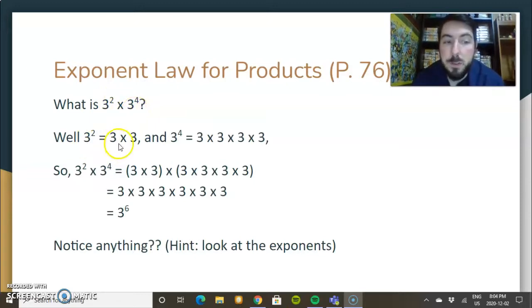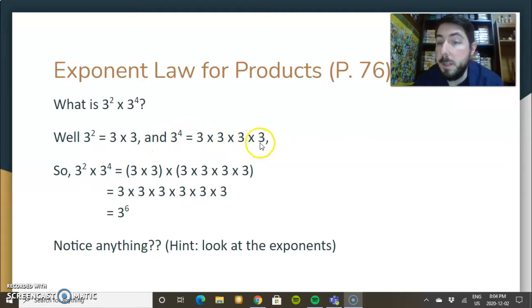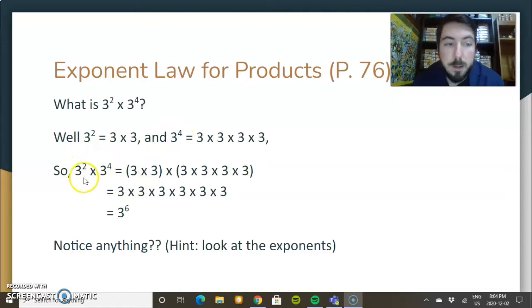So 3 to the power of 2 is 3 times 3. We multiply the number 3 2 times. 3 to the power of 4 is 3 times 3 times 3 times 3. We multiply the number 3 4 times. So when we put that together, 3 to the power of 2 times 3 to the power of 4 equals this times this. And because it's multiplication, we can just get rid of the brackets because we're just multiplying all the way through. So now, instead of 2 3s and 4 3s, we actually have 1, 2, 3, 4, 5, 6 3s. So this is really 3 to the power of 6.